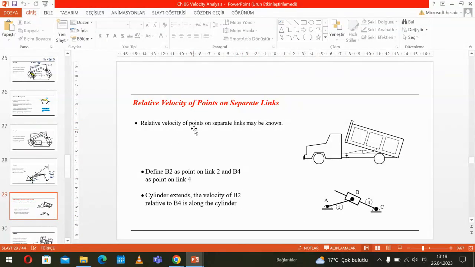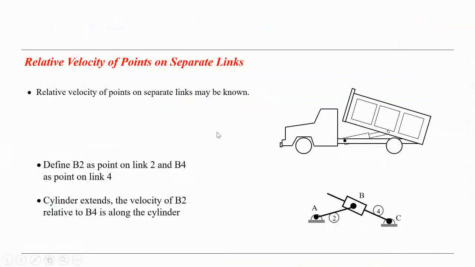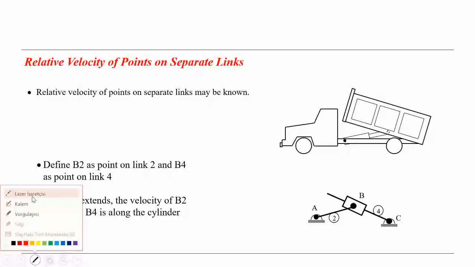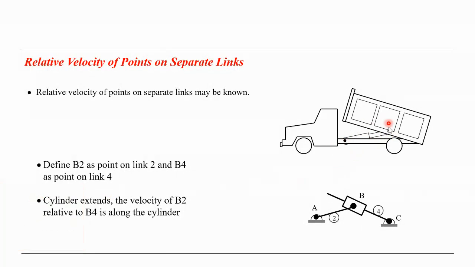Here, the relative velocity of points. We discussed the relative velocity, and now we can calculate the relative velocity graphically. The relative velocity of points on separate links may be known. We have such an application here, and for it we have this mechanism, as you see in this picture.